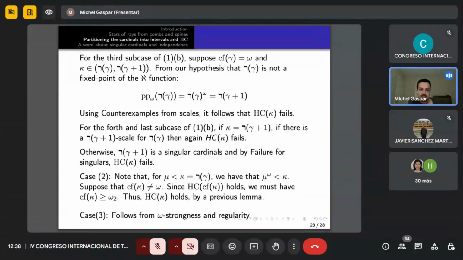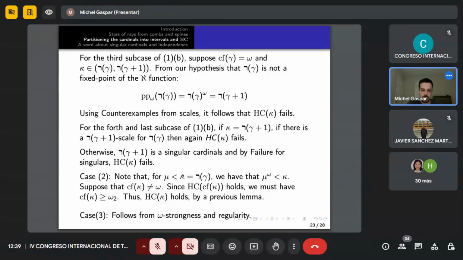In the last subcase, we can again consider the situation where we have a kappa scale for hash gamma. Then again, this is going to fail just because of the counterexample from scales. And otherwise, we just use the failure for singulars. So basically, all those lemmas that we prove plus the PCF theorem will tell us really what are the points where the conjecture is failing or holding, right?